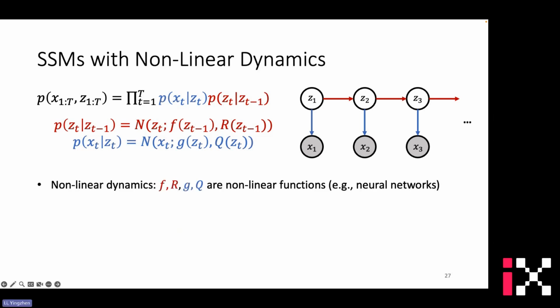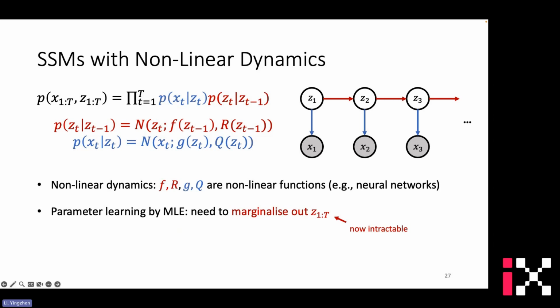So it means that for our previous nice solution, we still need to do this parameter learning by maximum likelihood. Again, we need to marginalize out these latent variables. But now, because you have nonlinear transitions, the joint distribution is no longer linear Gaussian, so you cannot easily marginalize out these variables in a sequential way as we previously described. You cannot do it.